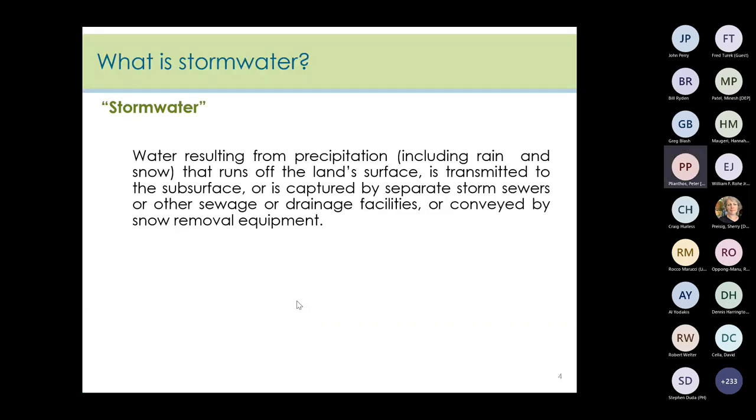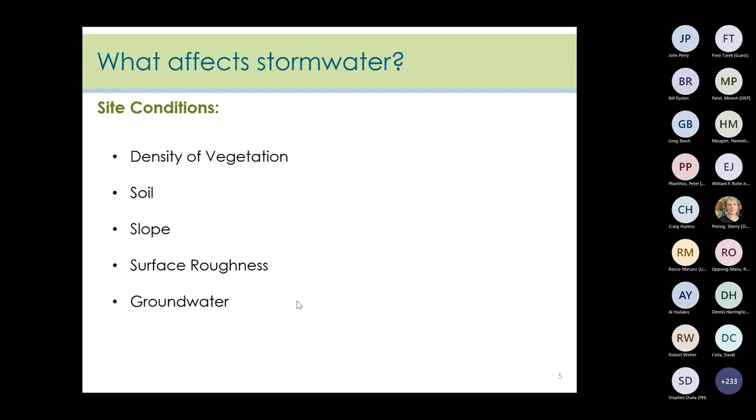Since stormwater is the focus of this presentation, let's define it up front. Stormwater is water resulting from precipitation, including rain and snow, that runs off the land surface, is transmitted to the subsurface, or is captured by separate storm sewers or other sewage or drainage facilities, or conveyed by snow removal equipment.